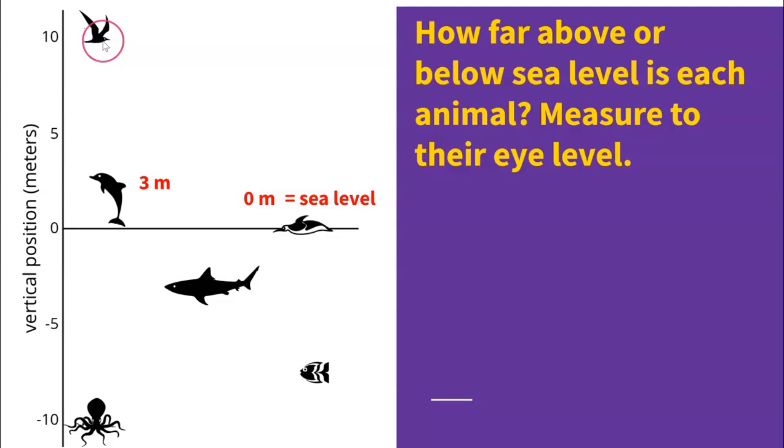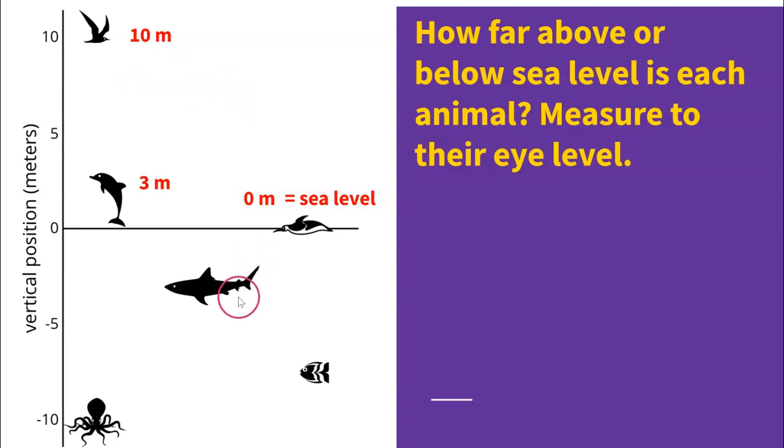So if you want to change that to 3 meters, do that now. And then let's look at everything above sea level. So let's look at the seagull. The seagull, eye level, when I go over to the y-axis or the vertical number line, is at 10 meters. Okay, so notice that I'm writing these numbers next to the animal. These will come in very handy later, so make sure that you're writing them down.